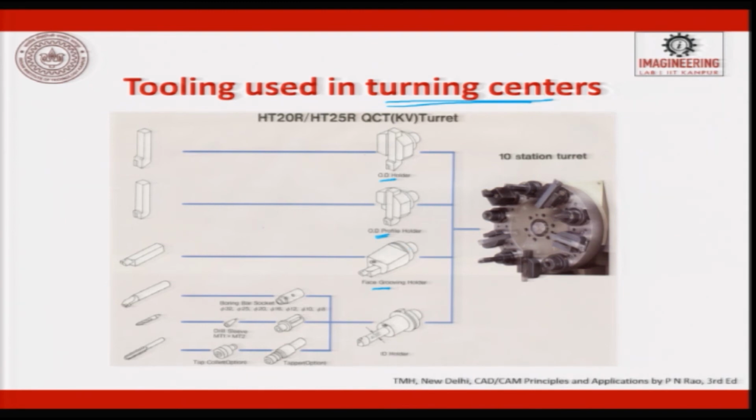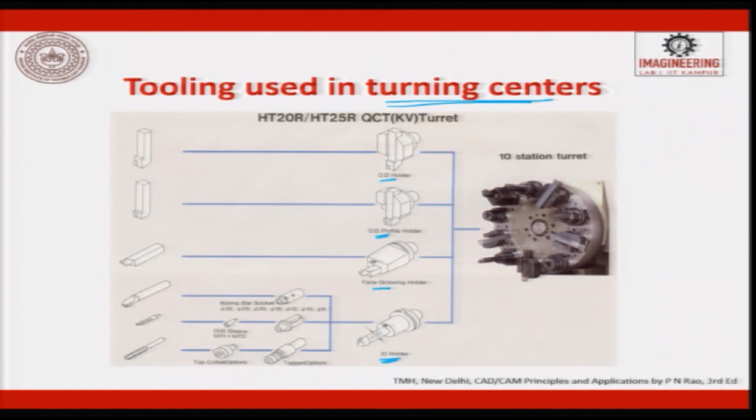These are all OD holders. This is a face holder, wherein the tool is mounted on the face. You can have an ID holder. Inside an ID holder you will have a socket, and inside the socket you will have a tool. So, you can have a drill sleeve, then you will have a drill, then you can have a tap collet, and then you can have a tap. So, these are all for internal, these are all for external OD, and this is for a face.